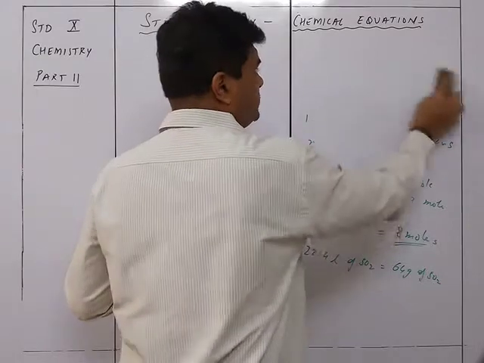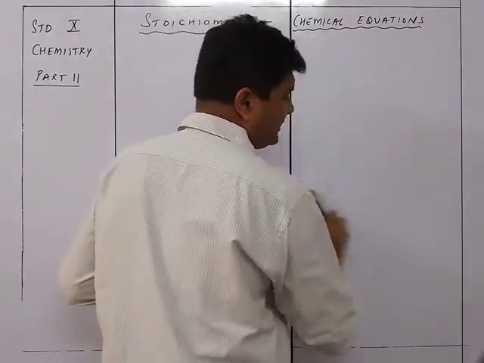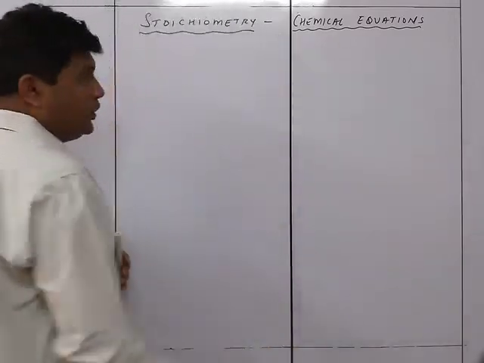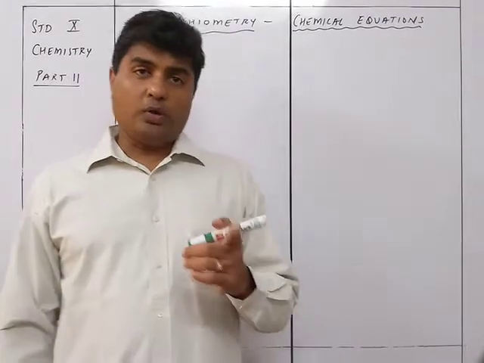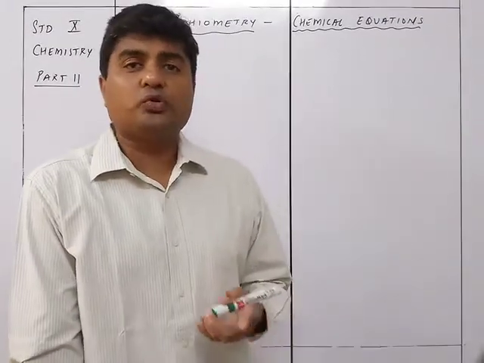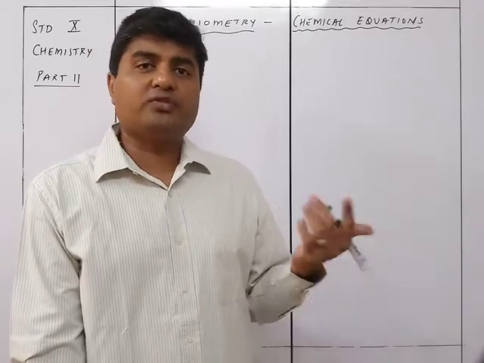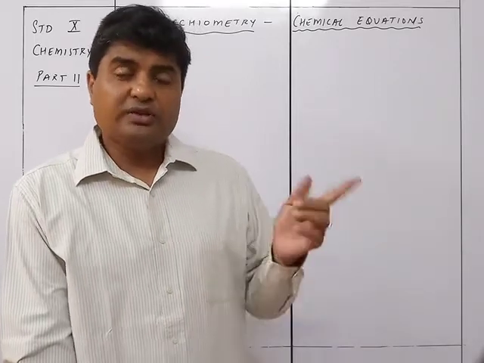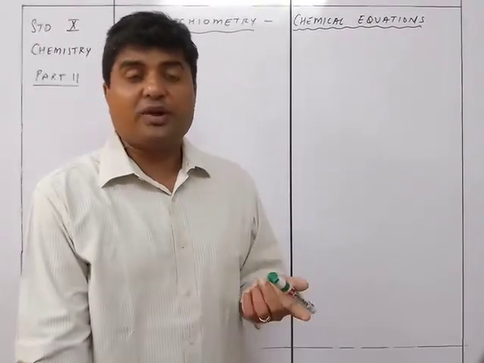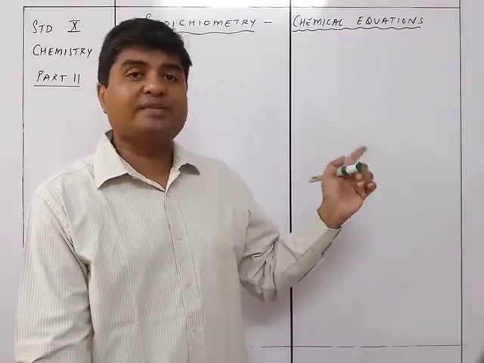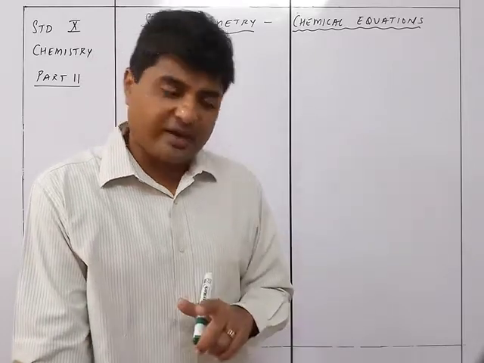Here the main thing is to understand what quantity you need to take. For example, in this case it was given that 22.4 liters of SO2 was taken. So what is 22.4 liters of SO2? It is 1 mole. Because we know that 1 mole of SO2, we want it in grams. So how much is 1 mole of SO2? That is 64 grams. So 64 grams of SO2 will be formed by how much of ZnS.